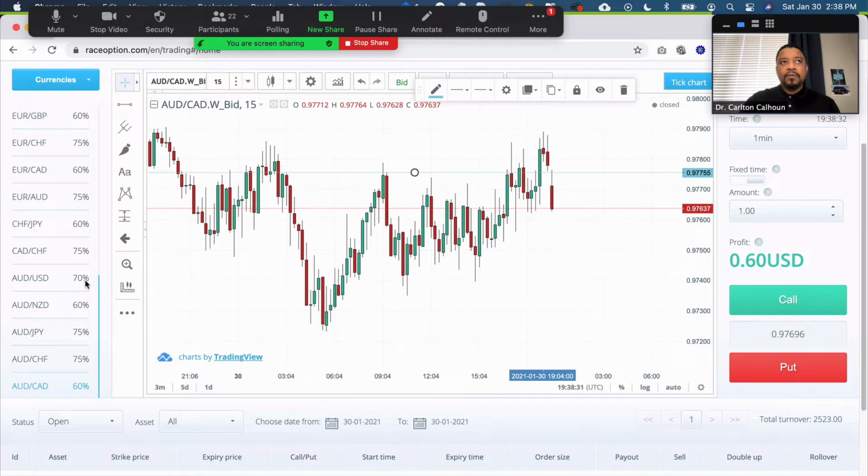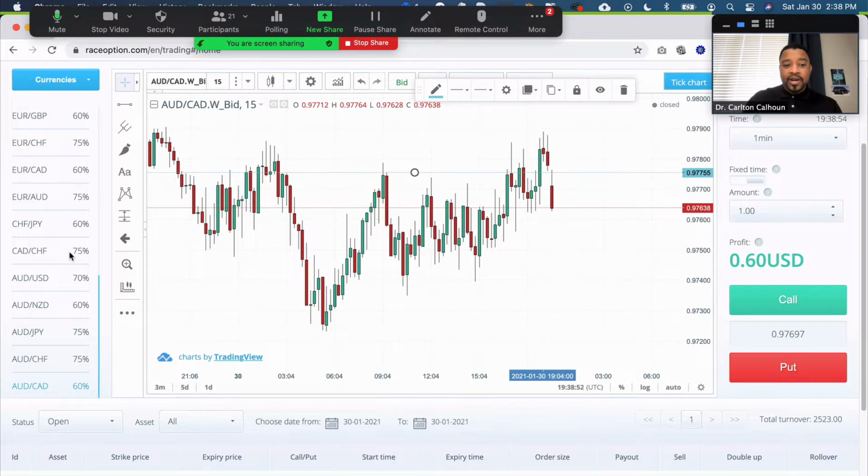The more difficult to determine the payout, in my words, the higher the payout percentage. So for instance, AUD NZD, based on the lower payout percentage, it would be simpler to predict the direction of that pair.